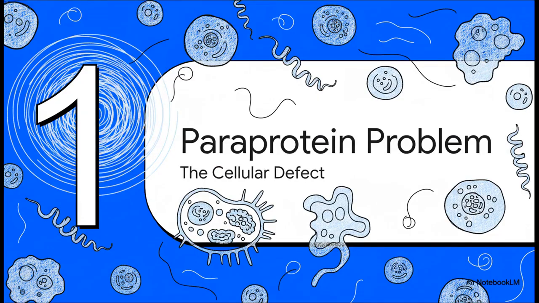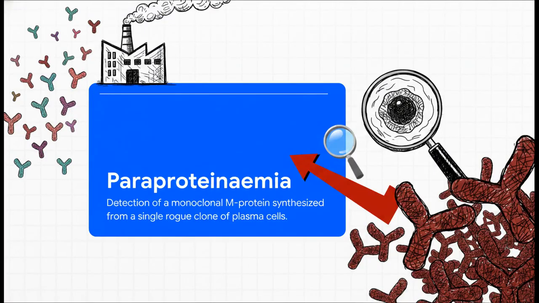Starting with Section 1, the paraprotein problem. To really get multiple myeloma, we have to look at the foundational cellular defect first. At its core, we're dealing with something called paraproteinemia. Normally, your serum immunoglobulins are beautifully diverse, right? They're polyclonal, representing the combined output of billions of normal plasma cells fighting off all kinds of antigens.